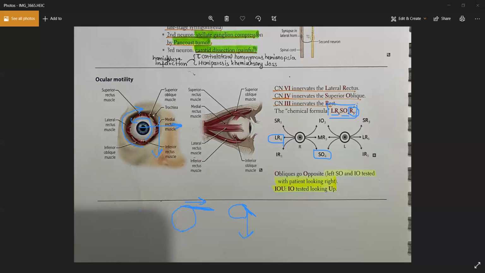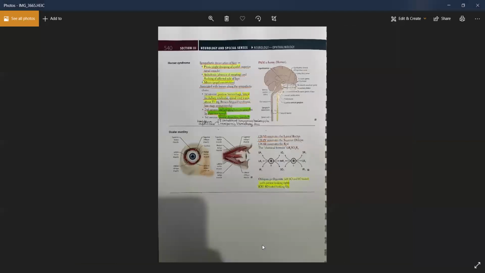That means the medial rectus, superior rectus, inferior rectus, and the inferior oblique are given by the third nerve. The lateral rectus is given by the sixth nerve, and the superior oblique is given by the fourth nerve. And that would be all about it. Any doubt on the extraocular muscles? No, thank you. Any doubt on this page?